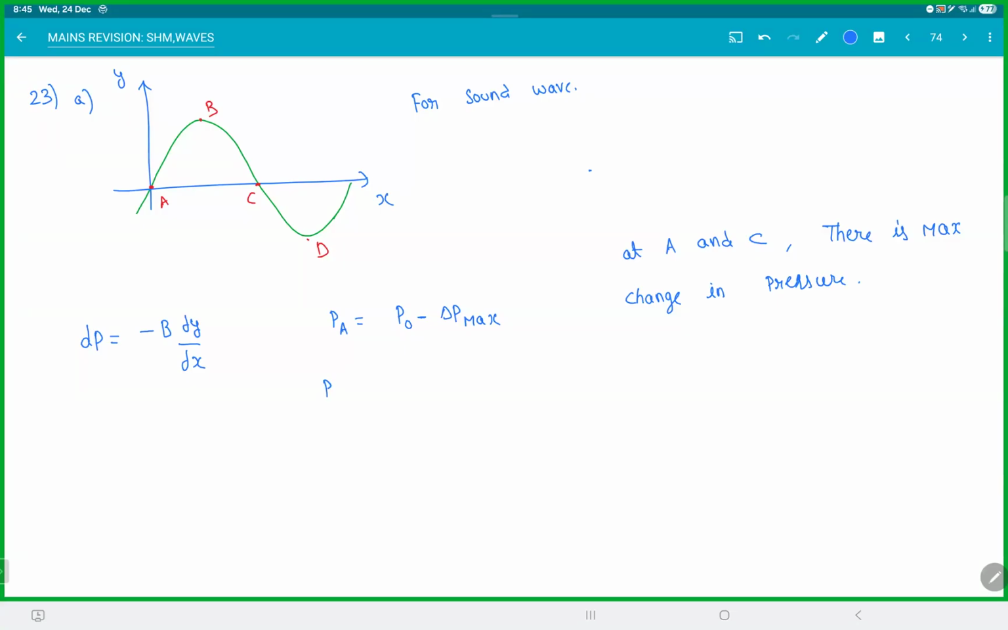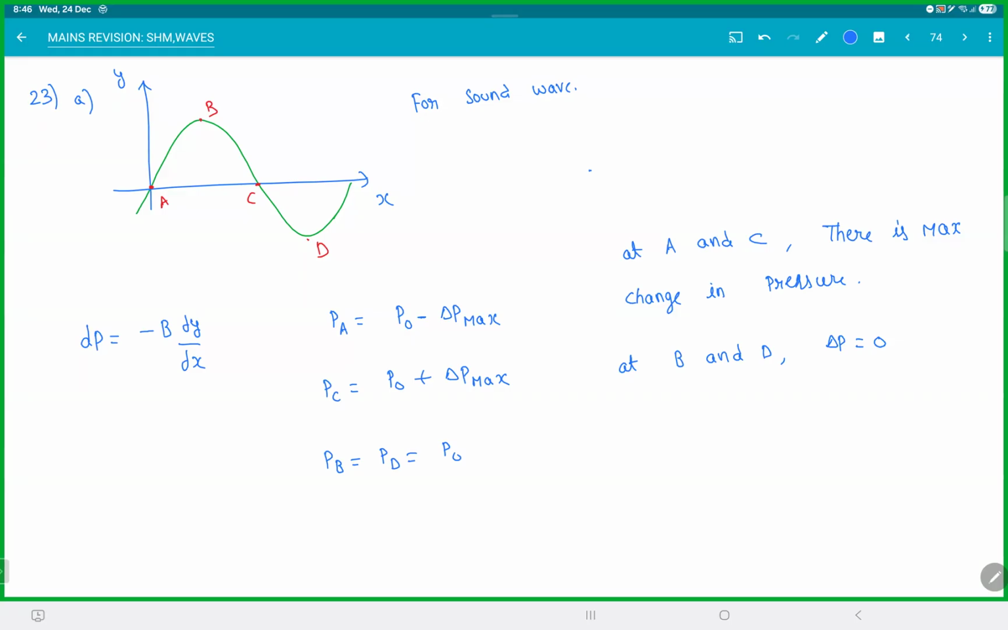Are you getting this? So the change is maximum. If you look at pressure at C, it is a positive change. So it is P naught plus delta P max. Whereas pressure at B and D, there is no change in pressure. So this is P naught only. Is this making sense, everyone?